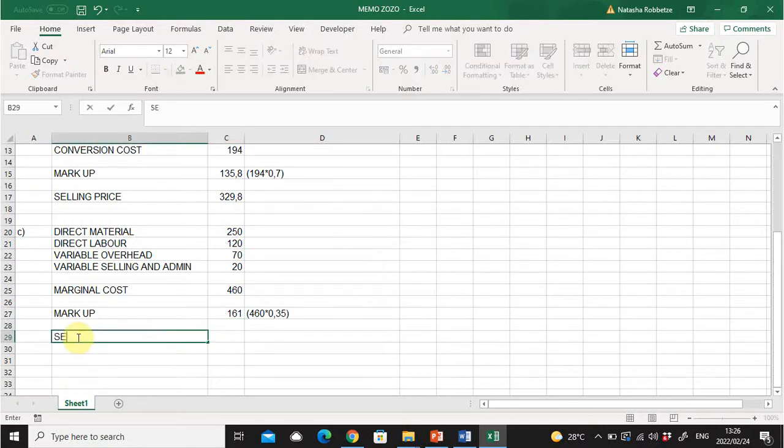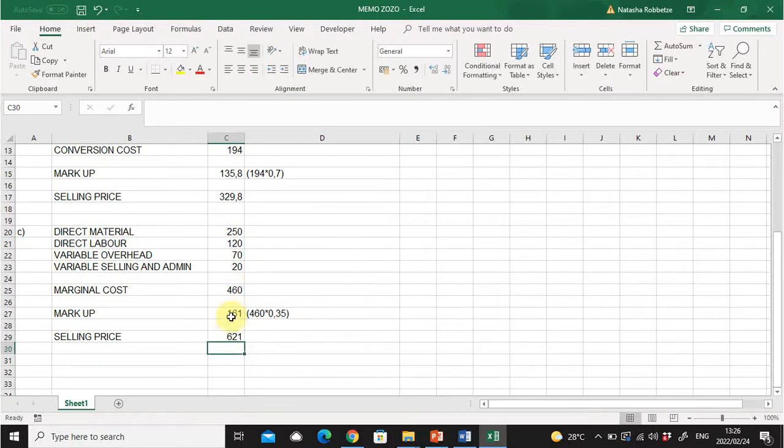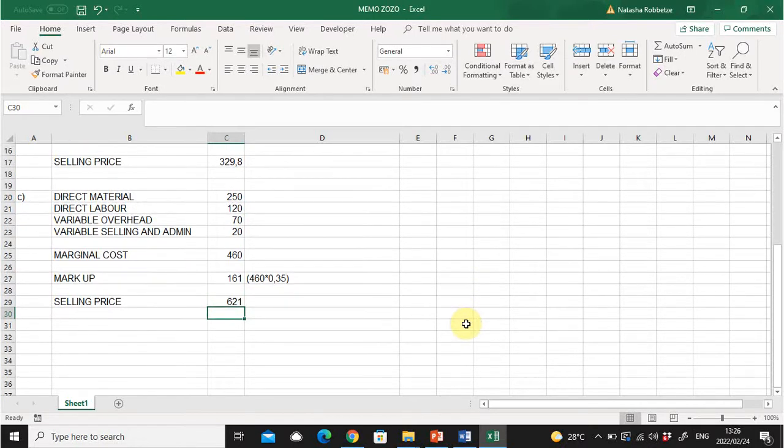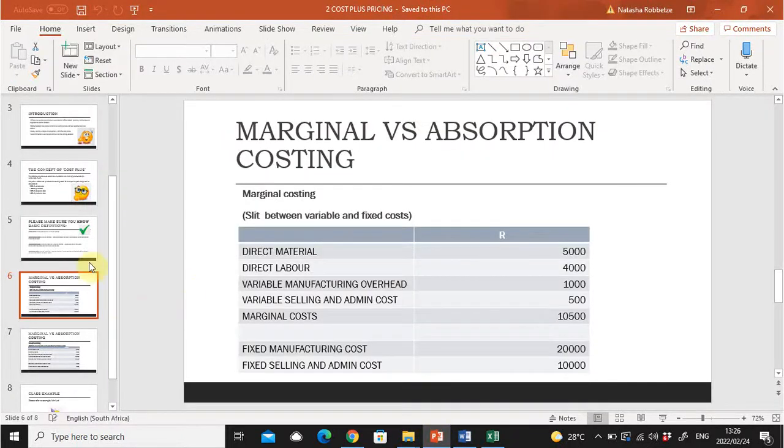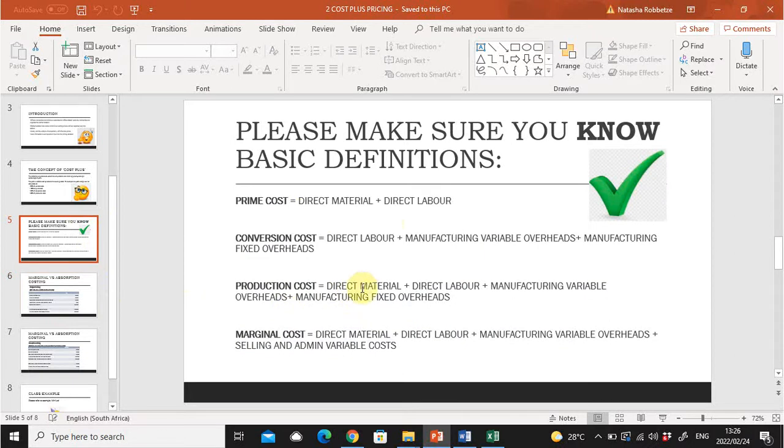Total selling price will be the marginal cost and the markup added together, which is 621 Rand. Moving on to the last required part, number D, it asks us to determine the selling price if the markup is 90% of the production cost. Right, so how do we define the production cost? The production cost is the direct material, direct labor, manufacturing variable overhead, manufacturing fixed overheads.